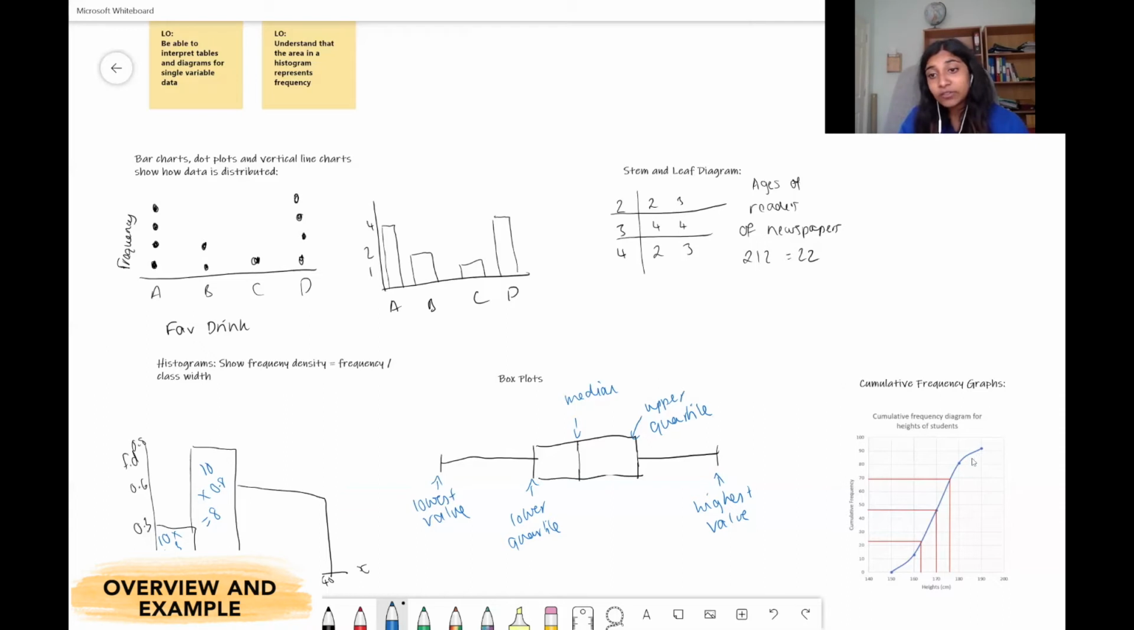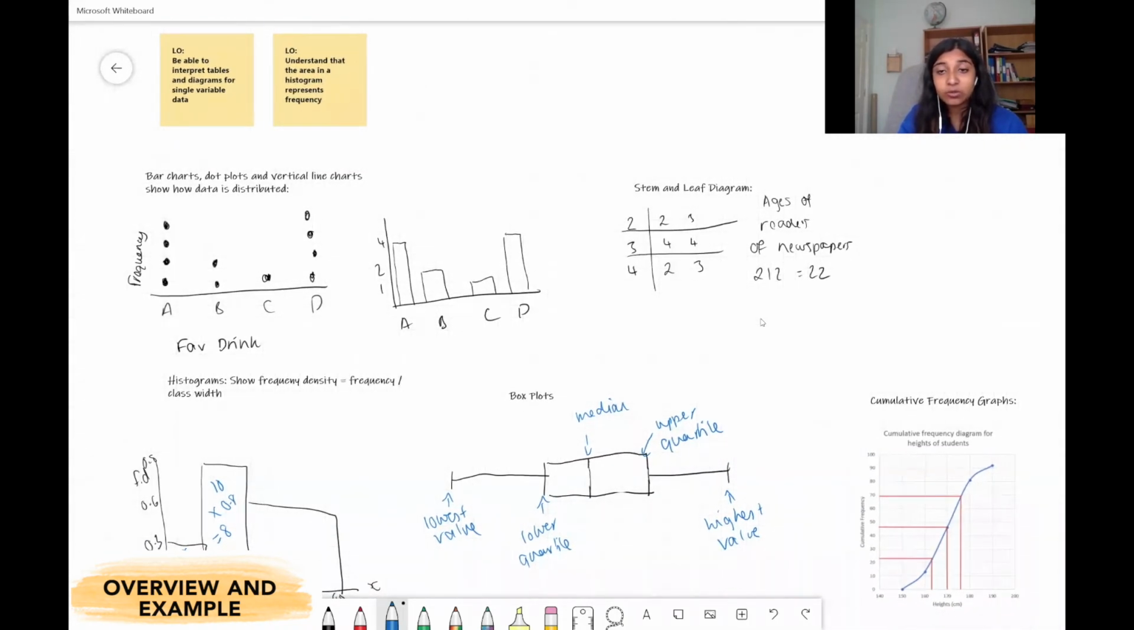And you can easily read off the median from here. So that's this middle line here. So your median is 170. And you can also easily read your lower quartile and upper quartile from here. So your upper quartile would be your highest red line, your lower quartile will be your lowest red line, and you can easily put that into your box plot.